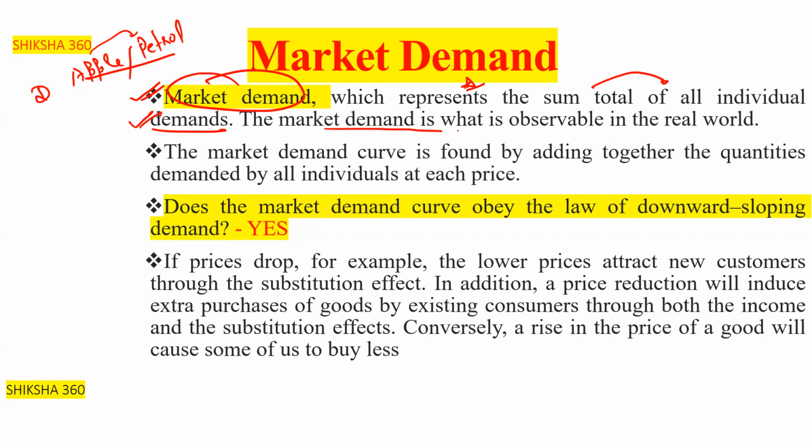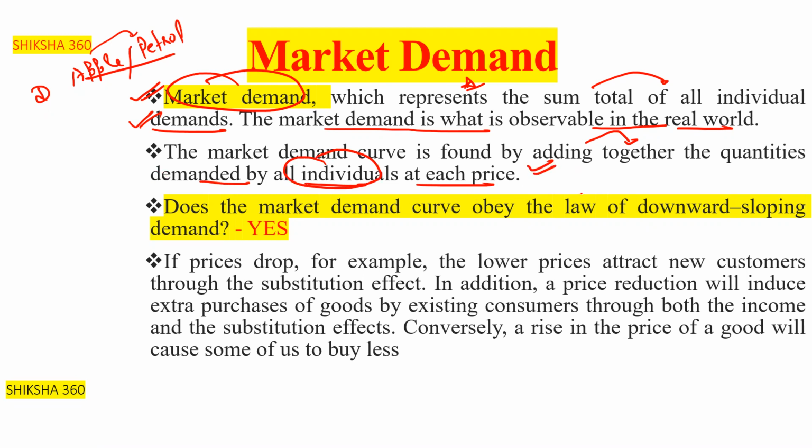The market demand is what is observable in the real world. How can we find the market demand curve? The market demand curve is found by adding together the quantities demanded by all the individuals at each price.